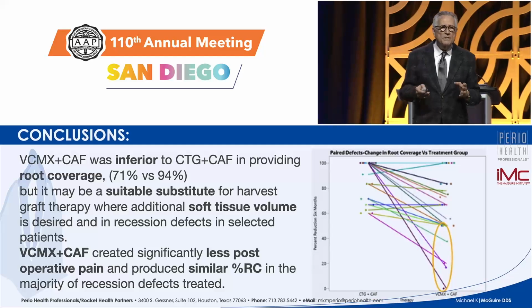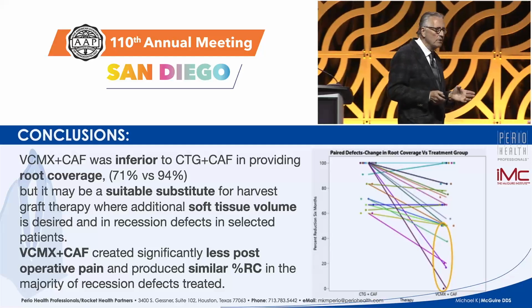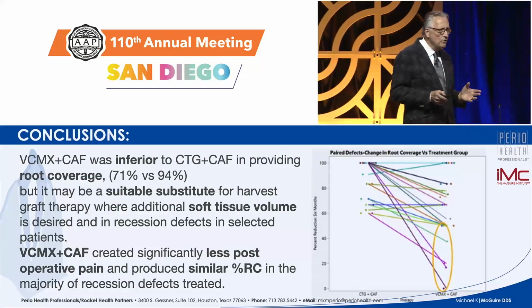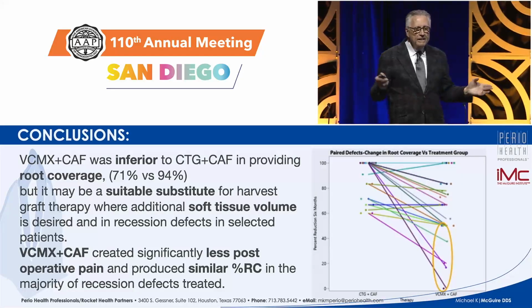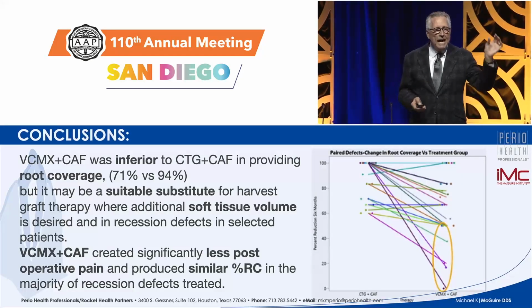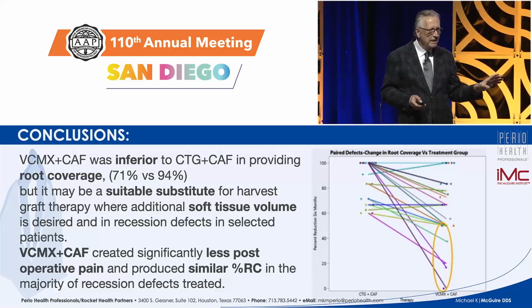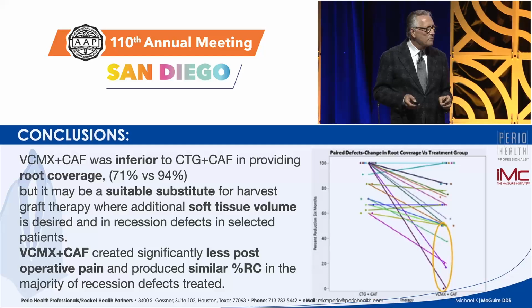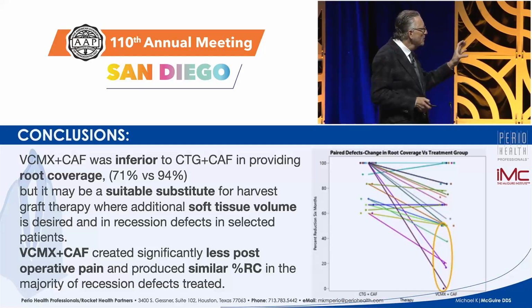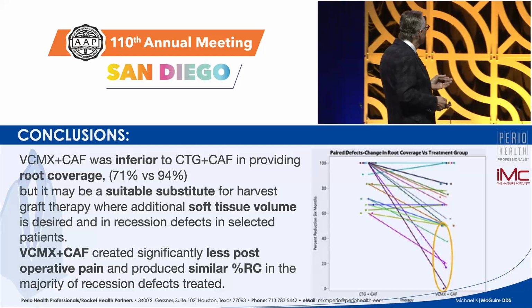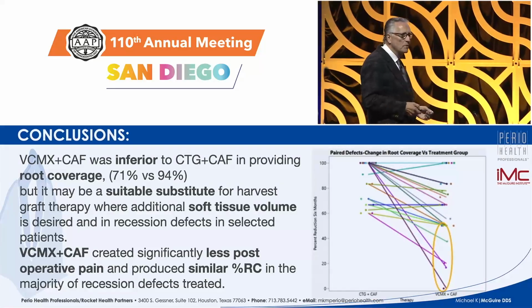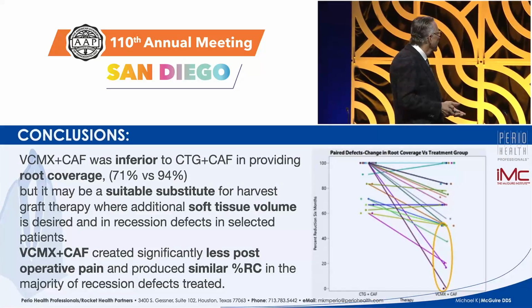What we found was this material is pretty technique sensitive. It's not particularly easy to suture. It doesn't do as well over prominent roots, and it's easier to work with if you have a wider papilla. So you have to be more careful with your patient selection here than perhaps with other materials that are more forgiving. But we had less postoperative pain because there was no donor site, and we did get an increase in volume.